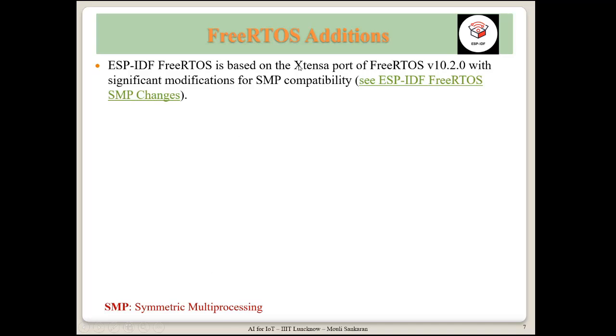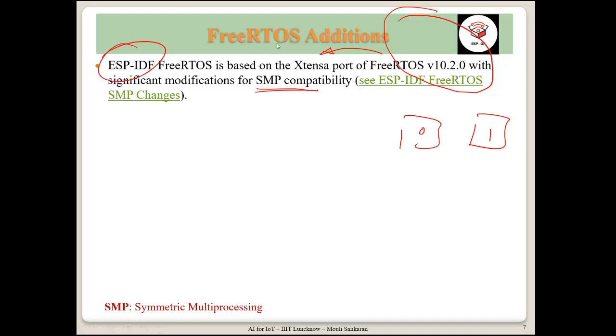Okay, now let me just quickly complete this. What they have done is they have picked up one version of FreeRTOS, from Espressif, and then they have ported it onto this processor, Xtensa port, and they have added this SMP compatibility because it has to be run on multiple cores, core 0 and core 1. So they have modified the FreeRTOS code because it is open source, and then adapted it for ESP.